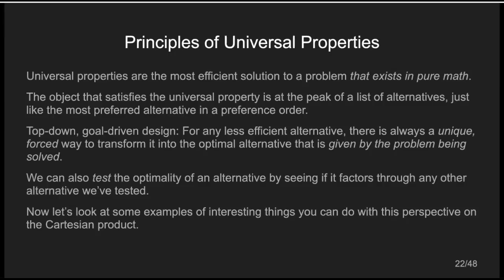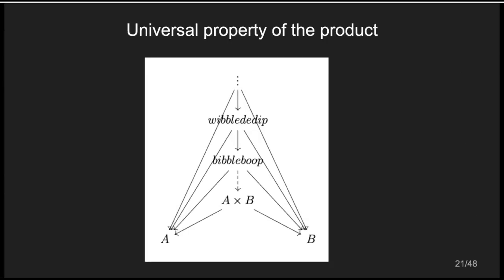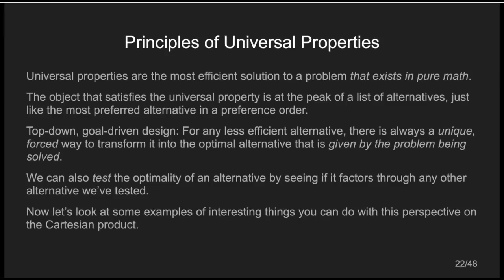So here are the principles of universal properties. Universal properties are the most efficient solution to a problem that specifically exists in math. So we're not using this to solve a physical problem or a human problem. We're using it to solve a mathematical problem that you can define in purely mathematical terms. And yet, despite the fact that it's just math, we have a favorite way of doing things.